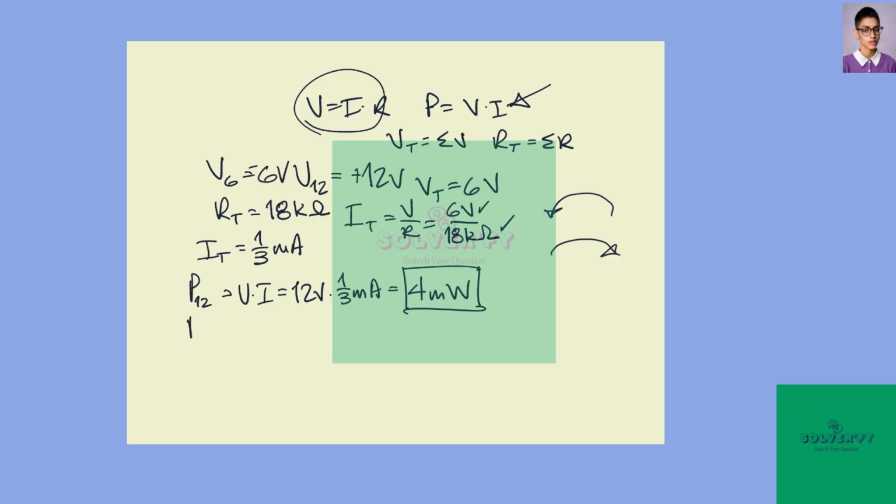And then, for the 6 volt power supply, remember it is absorbing power because the current is flowing into its positive terminal. And so it is voltage times current, and that is minus 6 volts times a current of 1/3 milliamps, and so that is minus 2 milliwatts.